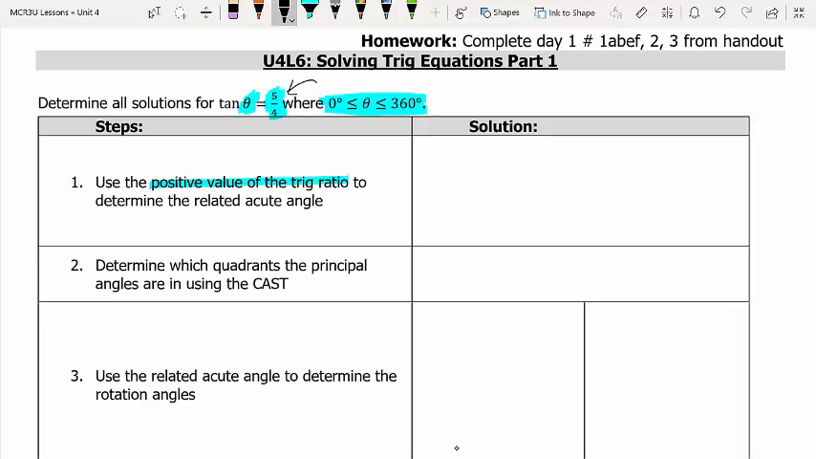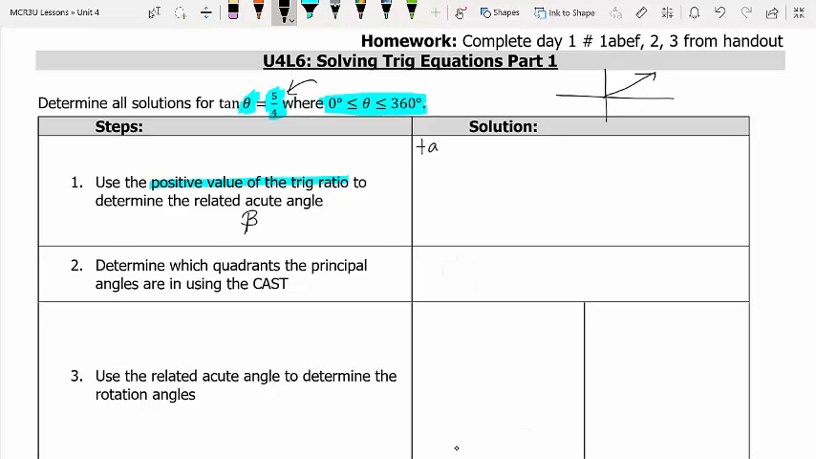But if that was negative, then when you're finding the related acute angle, remember you take the positive version of that ratio. Okay, and if you don't remember why you do this, it's because the related acute angle, or any acute angle, is always going to be in quadrant 1. And we know from the CAST rule that all ratios are positive in quadrant 1. So it makes sense that we have to take the positive version of the ratio in order to find that related acute angle.